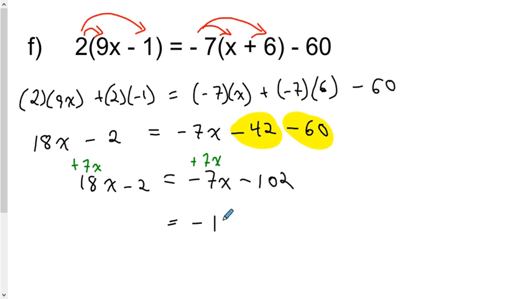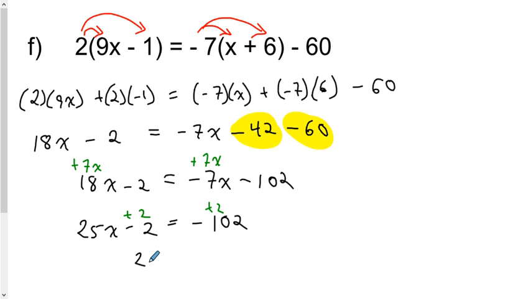So on my right side, I'm just left with negative 102. On my left side, let's see, 18x plus 7x. What's that going to work out to? Well, that's 25x. Okay, so we're almost there. Now what we've got to do is get this regular number, this 2 out of here. Let's add 2 to both sides.